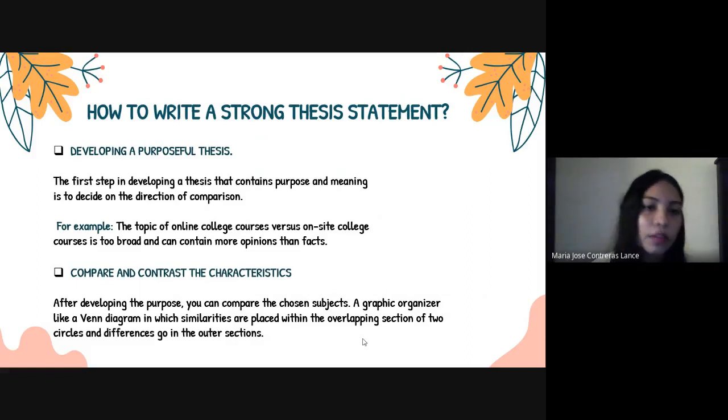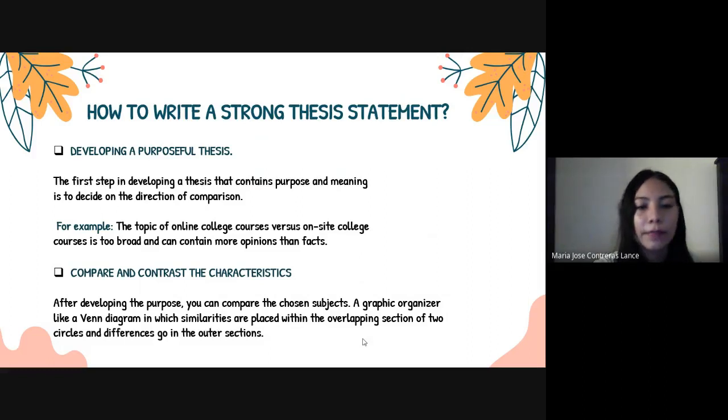For example, the topic of online college courses versus on-site college courses is too broad and can contain many options. If the question is narrowed down to which method of learning is more effective for adult learners, on-site or online, a more specific and relevant direction and purpose is created for a target audience.